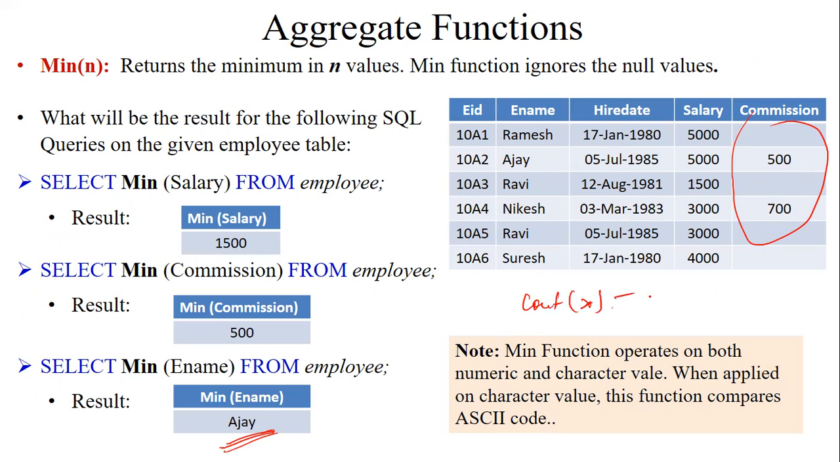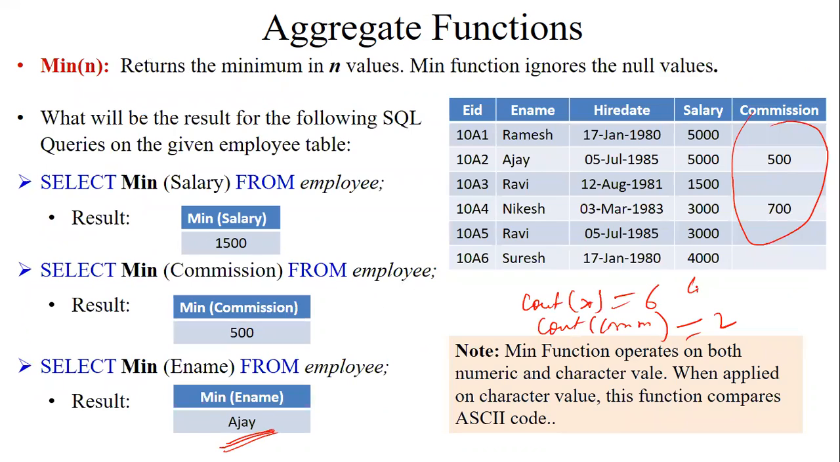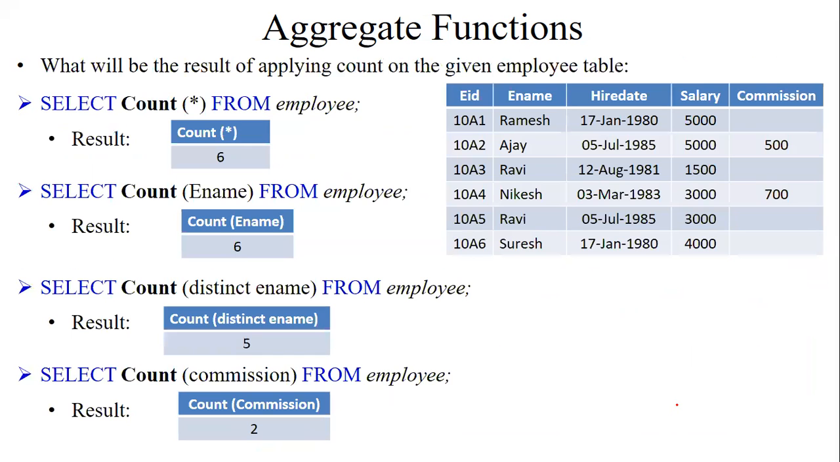If I write count asterisk, it will return 6. If I write count commission, in this case it will return 2. If I write the third one, count distinct, a distinct keyword is basically used to count distinct values. If I write ename here, then what will be the answer? Here you can see 6 enames, but Ravi and Ravi are redundant, so only 5 will be returned. If you count ename, then you will get 6 as the answer. Is it okay?